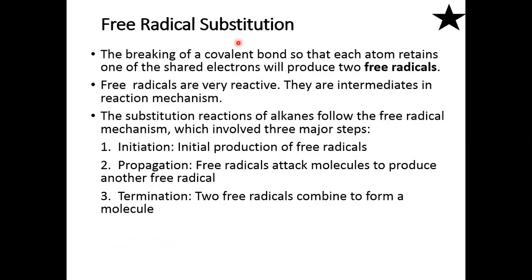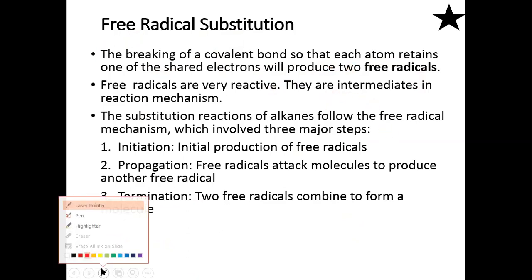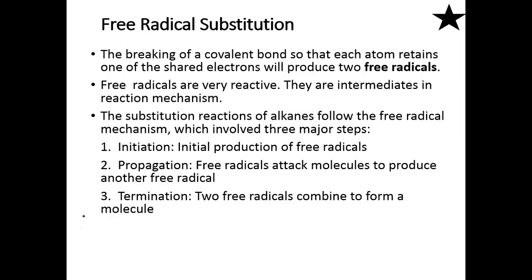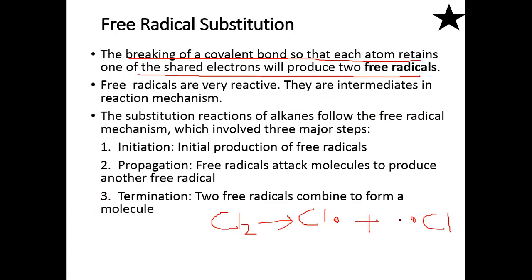Free radical substitution. The breaking of a covalent bond so that each atom retains one of the shared electrons will produce 2 free radicals, like what you learned in the free radical reaction. Cl2 will break and become a Cl radical plus another Cl radical. So this is what it means: breaking of a covalent bond so that each atom retains one of the shared electrons will produce 2 free radicals. So these are the 2 free radicals.